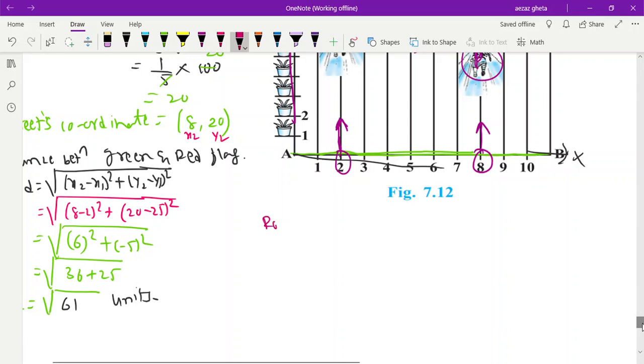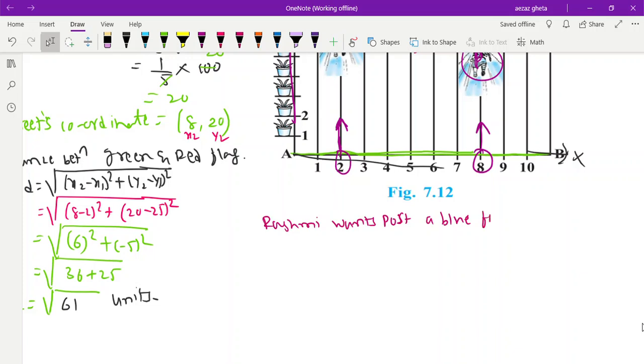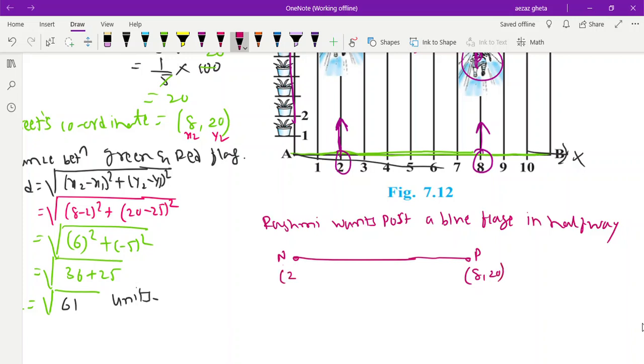Rashmi wants to post a blue flag halfway. Okay, so you know that this is Niharika's and here is Preet's. So Preet is (8, 20), Niharika is (2, 25), and Rashmi wants to post a blue flag.